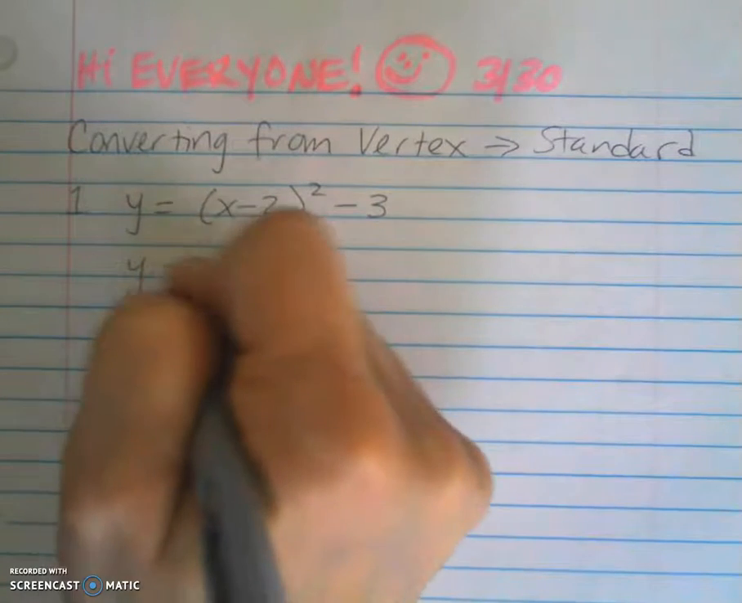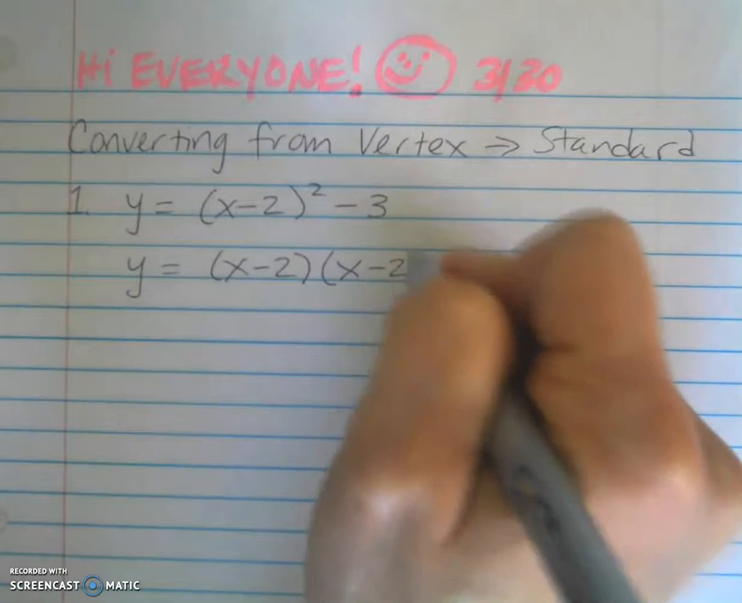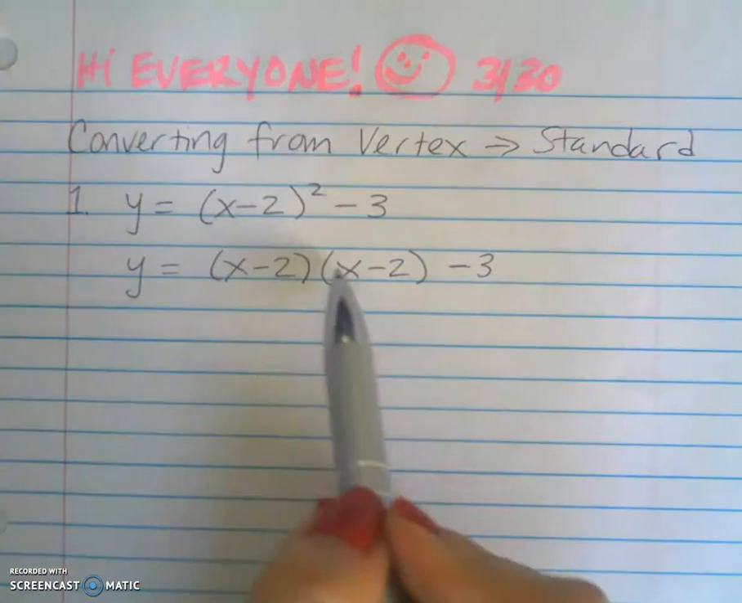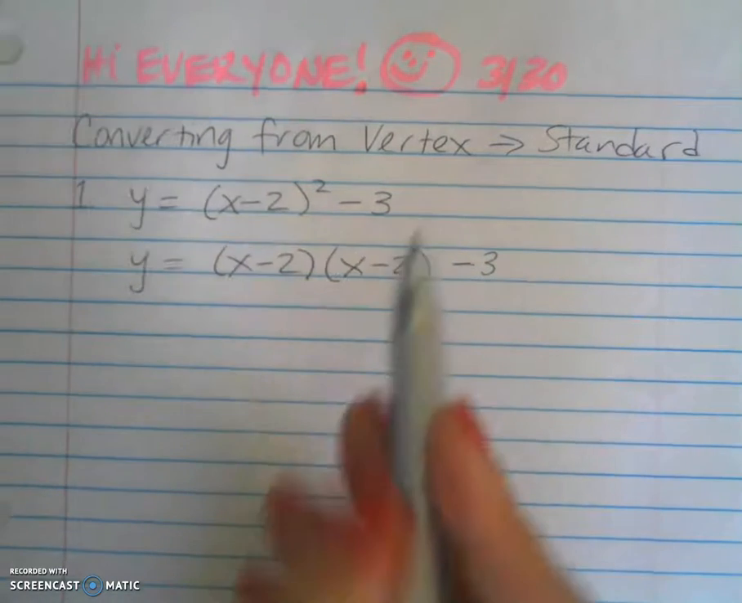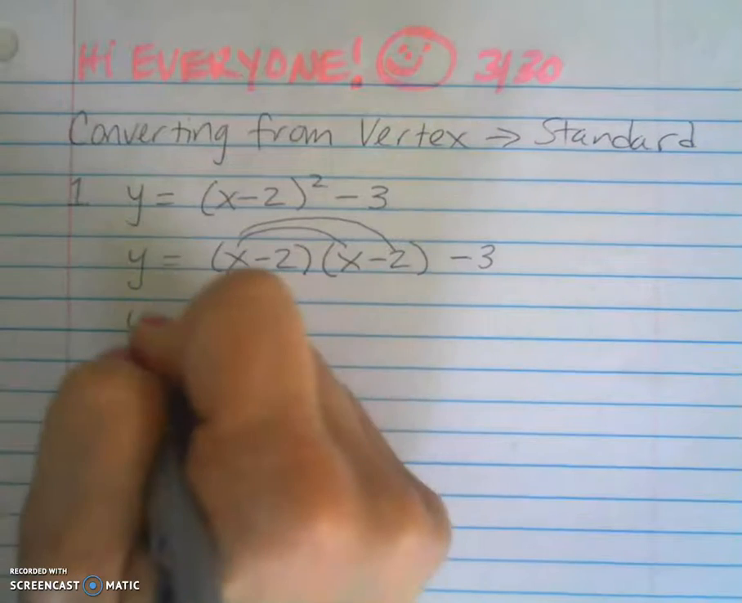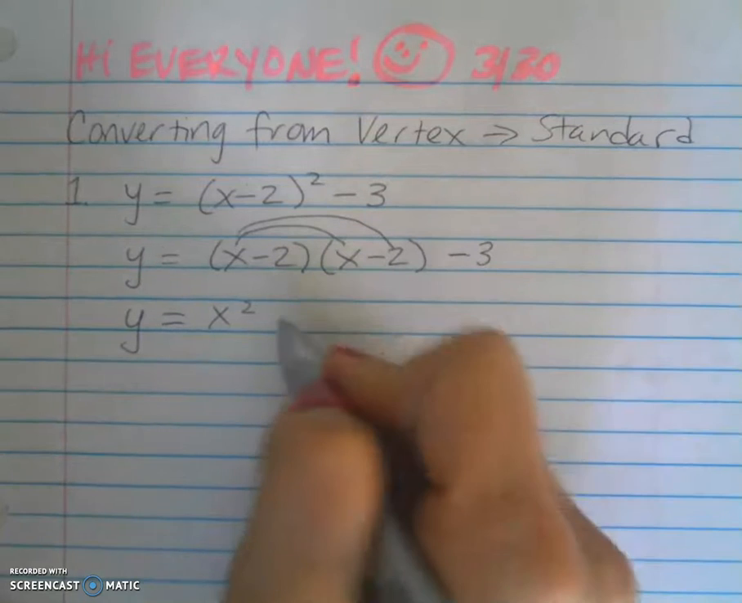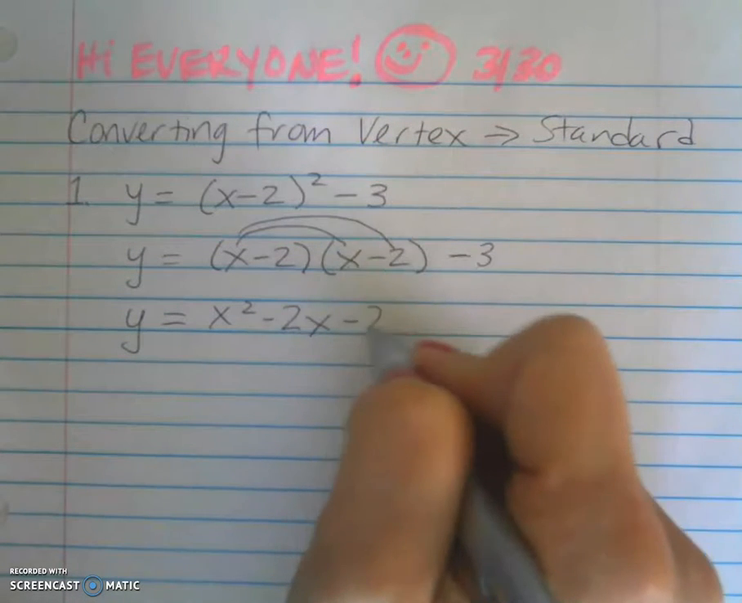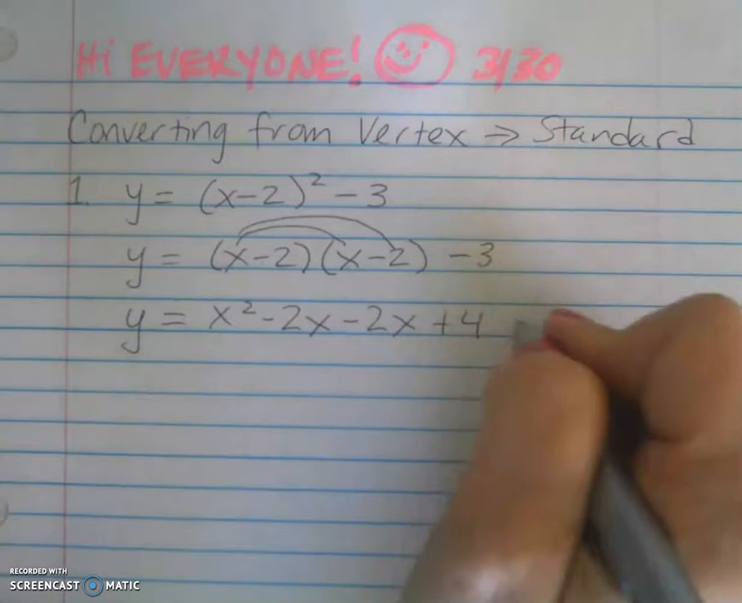Squared just means times itself, so I'm going to write this out 2 times: (x minus 2) times (x minus 2), and then minus 3. Now you can multiply however you like, the box area method or distribution. I just like to draw my little lines to remind me to distribute. x times x is x squared. x times negative 2 is negative 2x. Negative 2 times x is also negative 2x. Negative 2 times negative 2 is positive 4. And then I bring down my negative 3.